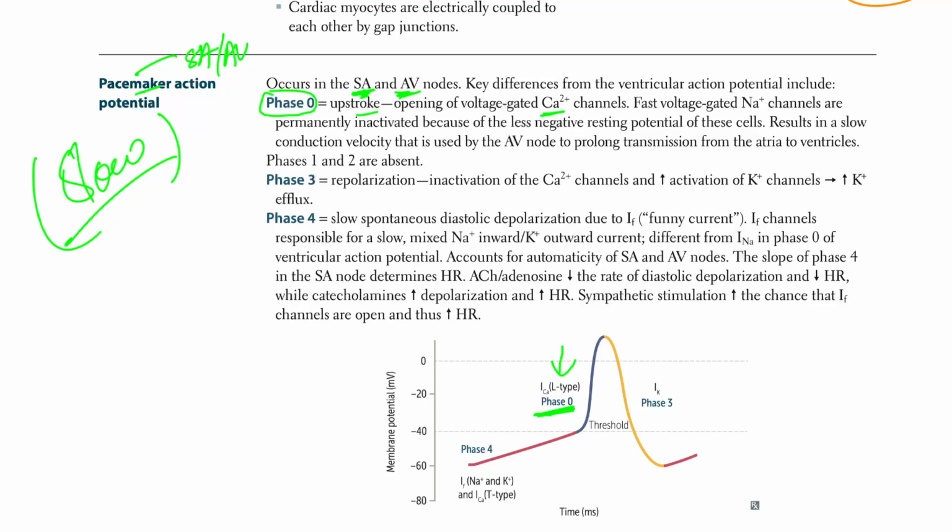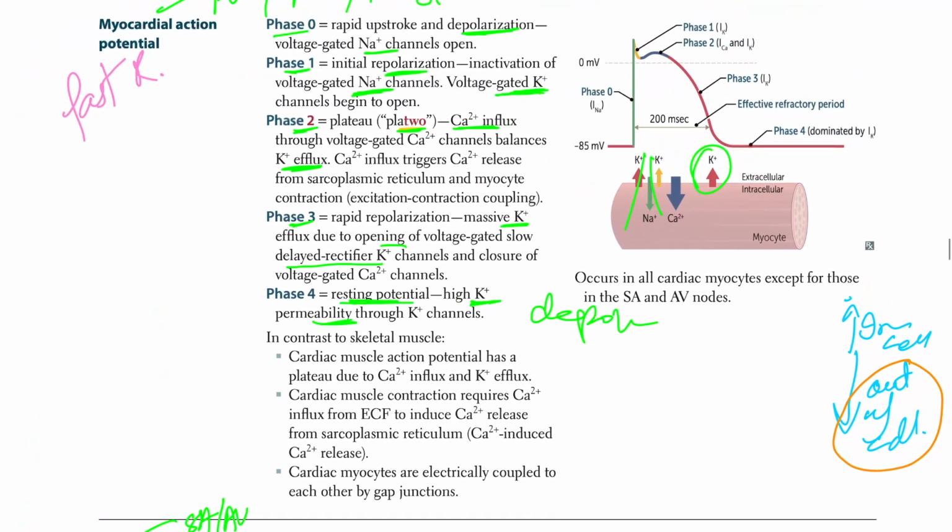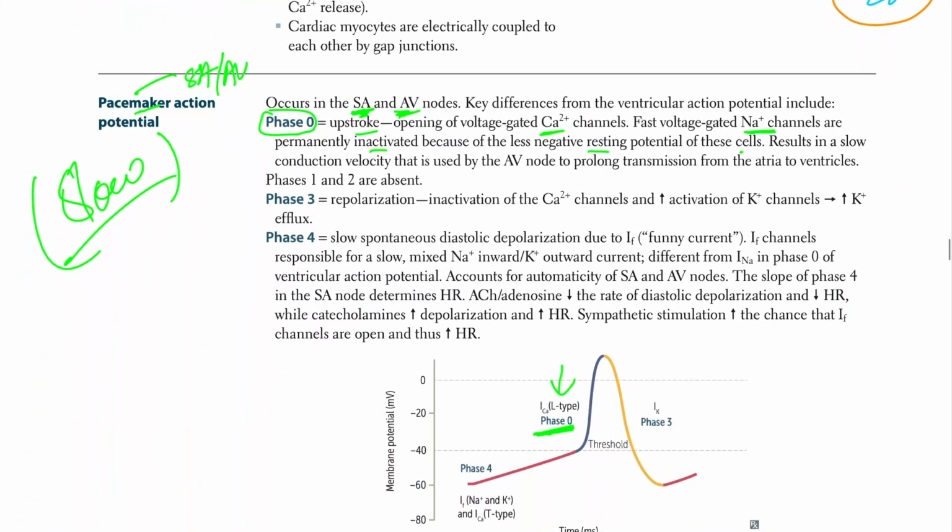Fast voltage gated sodium channels are permanently inactivated because of the less negative resting potential of these cells. So sodium channels in phase 0 are permanently inactivated. Why? Because of the less negative resting potential. What are we trying to say here? In your myocardial action potential, the resting membrane potential is negative 85, high yield. But in your pacemaker action potential, the membrane potential is about negative 60.